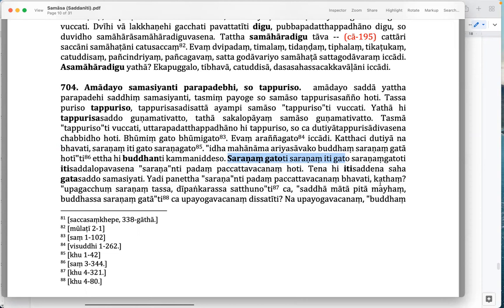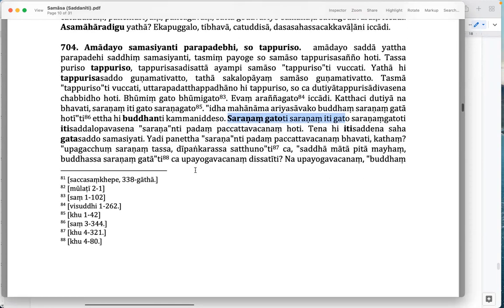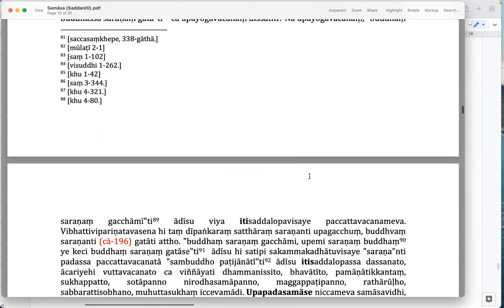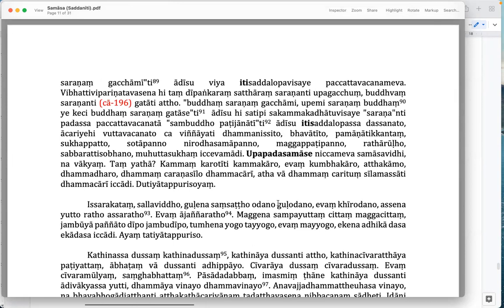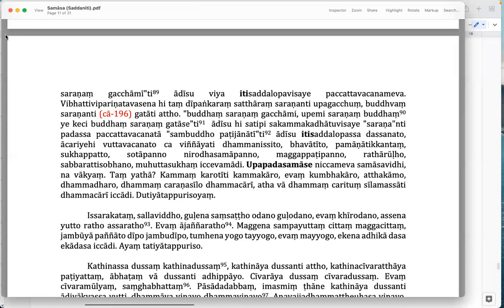Iti sadina saha kada sado, samasiyadi. So in this case, dawa kada is compounded with the dawa iti. Okay, yadi banita, sarana iti batan katan. So ubagi chong sarana dasa sadana. And so, Buddha sa sarana kada ubayo na. The Buddha sarana. Iti sata. Where? Sukhabhato. No, not Saddanīti, Rupa Sekti.